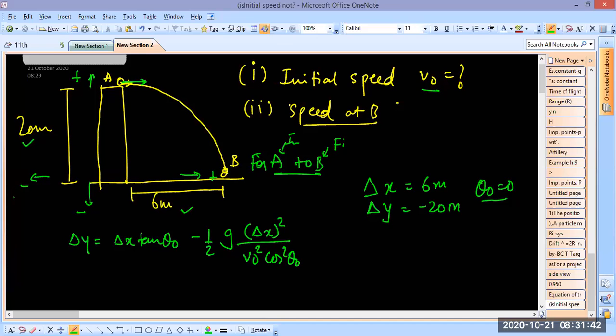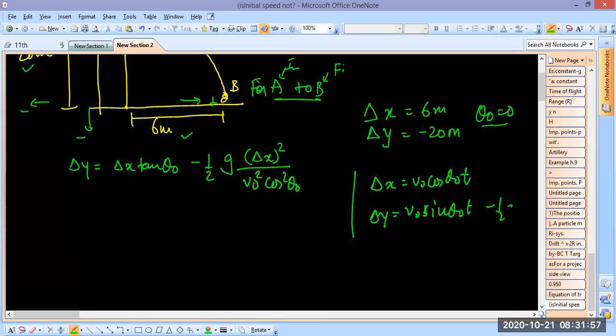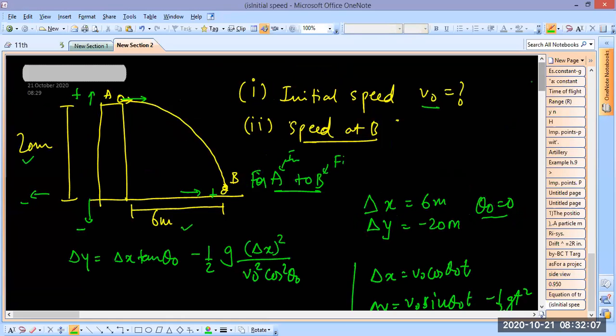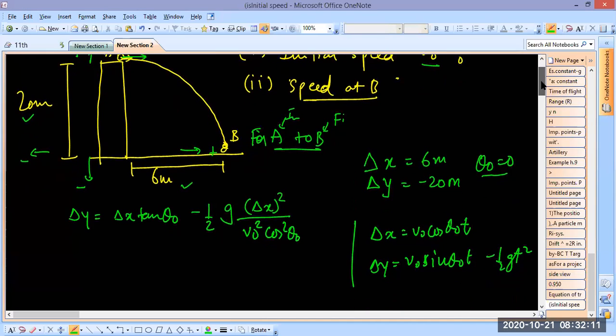Think about it. Other equations that we have used so far, they are all with time. For example, delta x equal to v0 cos theta 0 t, or delta y equal to v0 sin theta 0 t minus 1 by 2 g t square, like that. Okay, why can't we find it by the circumference formula? What nonsense, Vedant. What does this have to do with circumference? This is not a semicircle, or this is not a quarter circle.